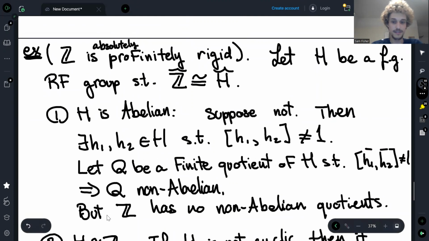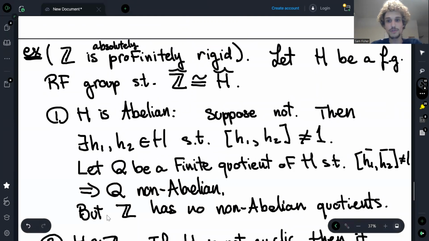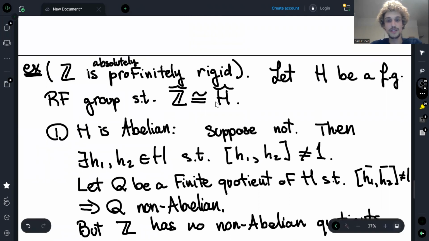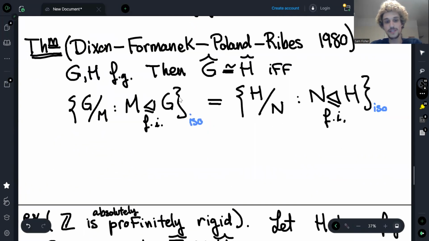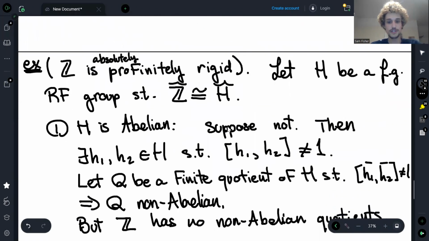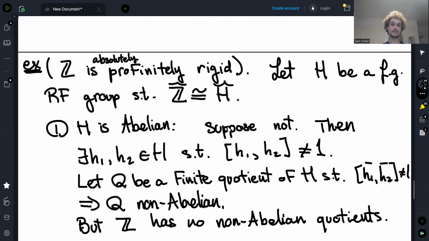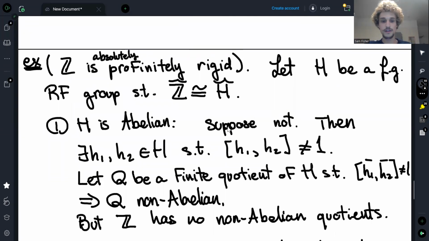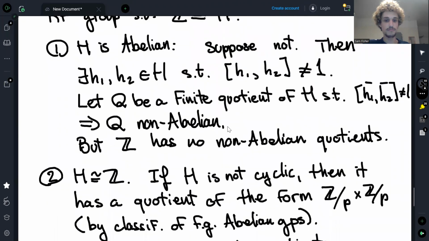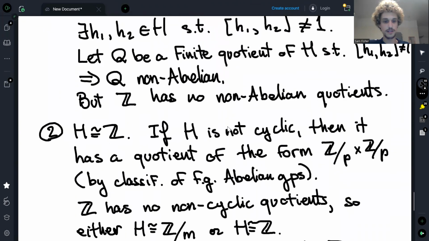Z has no non-abelian quotients. We're assuming that the two groups are profinitely isomorphic, so by the previous theorem, they should have the same set of finite quotients. But this is a contradiction. One has a non-abelian quotient, and Z only has abelian quotients. Okay, so from step one, we have that H is abelian, and now step two, let's show that it's isomorphic to Z.